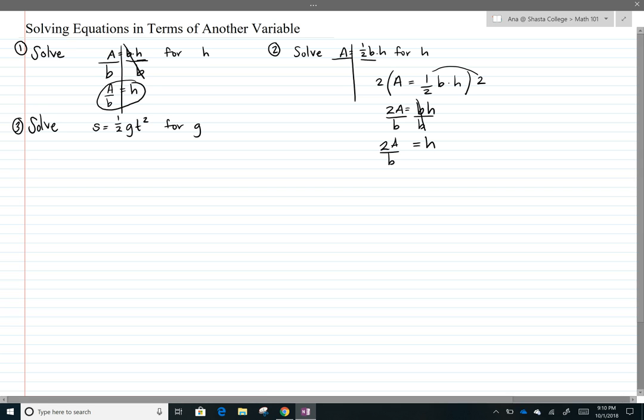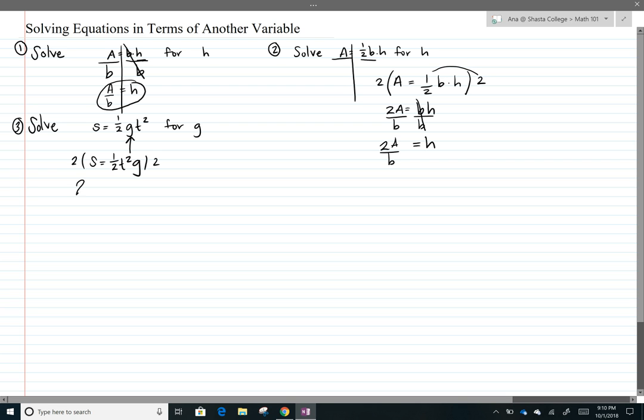Finally, on question number 3, I'm solving for G. I have a half on the left, t squared on the right. I can rewrite this as S equals 1/2 t squared G. So I can think of the 1/2 t squared as a coefficient for G. I want to again multiply both sides by 2 to eliminate that half fraction.